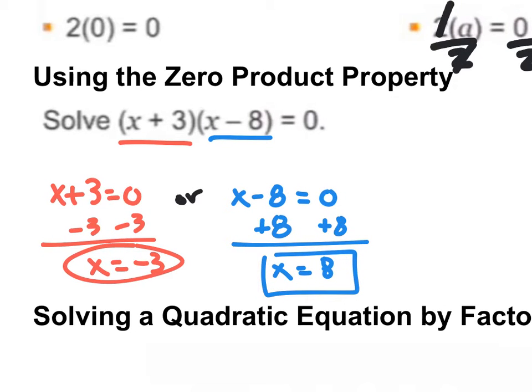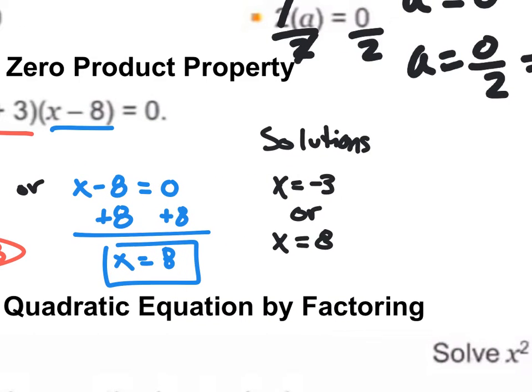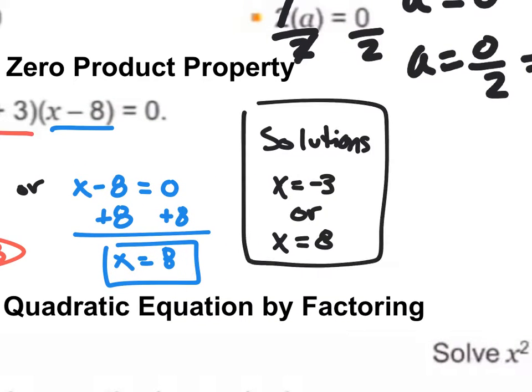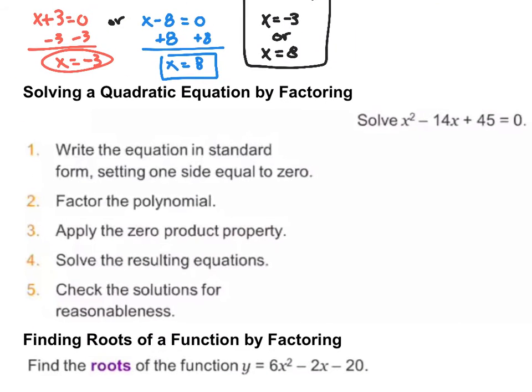You can just finish it right there, but if you wanted to write out your solutions, we would have x equals negative 3, or x is equal to 8. Okay, and those are our answers. That's what we're looking for. So what we want to do is solve this quadratic equation by factoring.